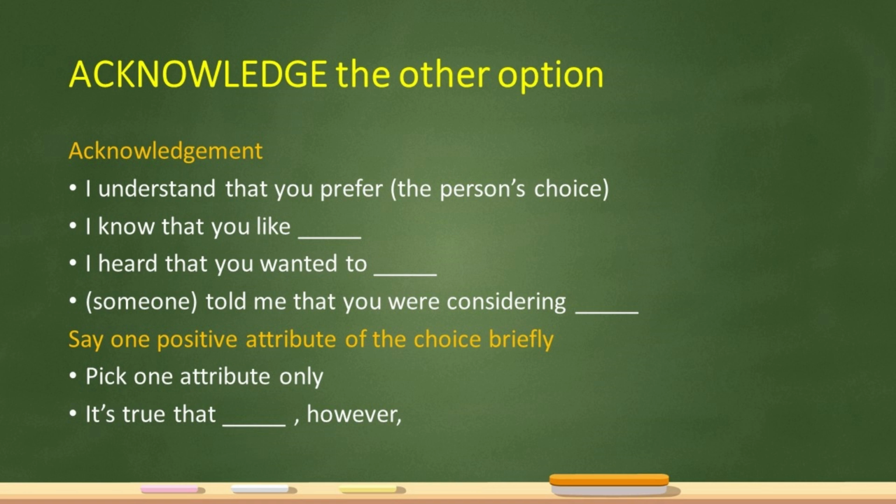To accomplish that, you can say things like, "I understand that you prefer blah blah blah. I know that you like something." Then follow up with one positive thing of that particular option based on the description under the picture that you saw. There's no need to say a lot here because you want to convince the person to pick the other option, not the opposite.